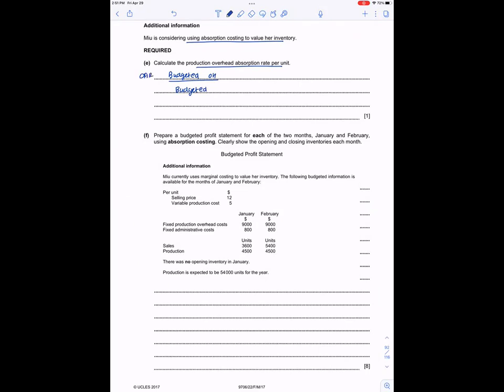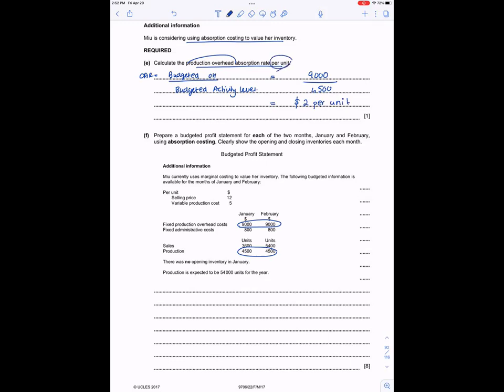$9,000. So we calculate the overhead absorption rate by using this formula. Overhead absorption rate is budgeted overheads upon budgeted activity level. So what is my budgeted production overheads? 9,000. What is my budgeted activity level? 4,500. So overhead absorption rate is $2 per unit.